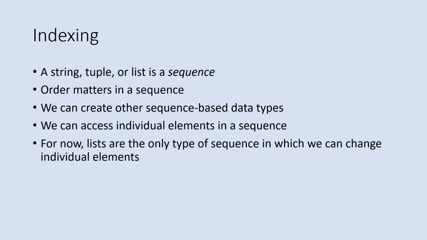We can't access, say, the fourth digit of an integer directly. The way that it's saved doesn't allow that. If we need to access the fourth digit in a number, then we need to do some calculations to get there. But with strings, tuples, lists, we can access those directly, and then with a list, we can change those elements directly.